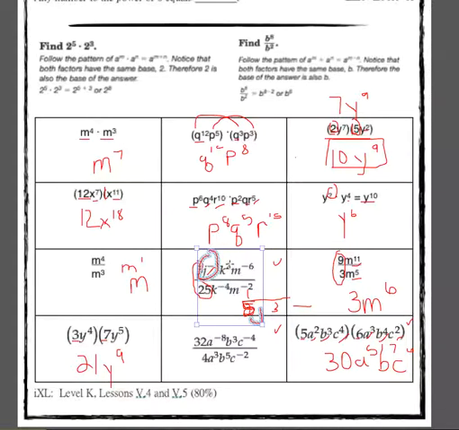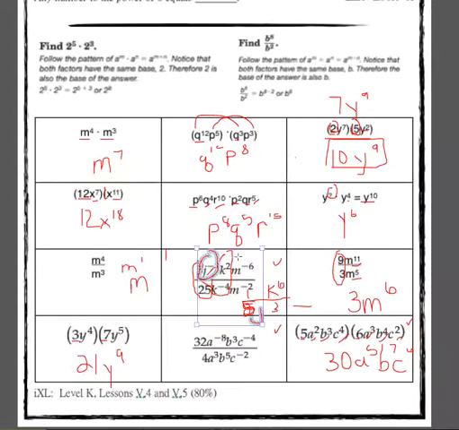So I have 2 take away a negative 4. So 2 take away a negative 4 would be a positive 6. So k to the 6 will actually be in my numerator. I will rewrite this when I'm done here.